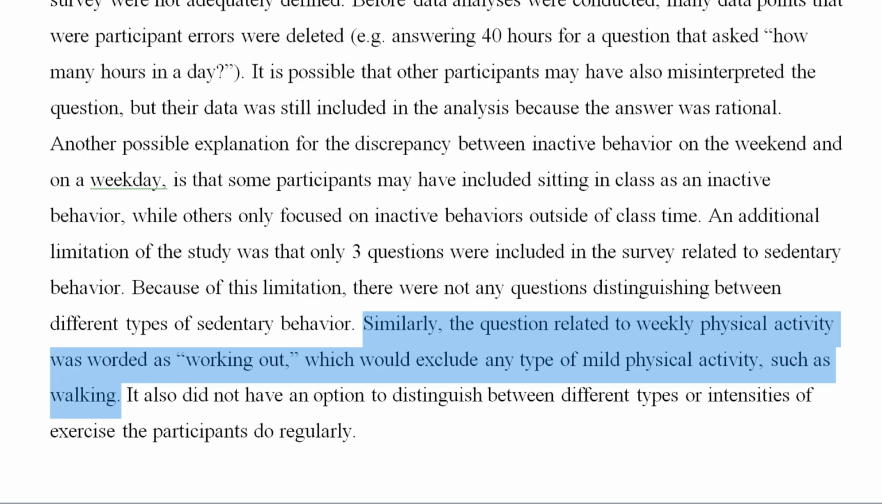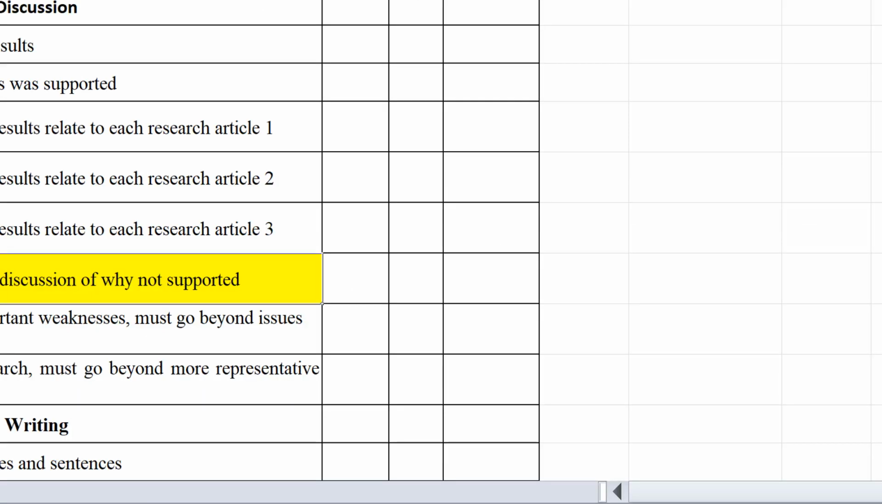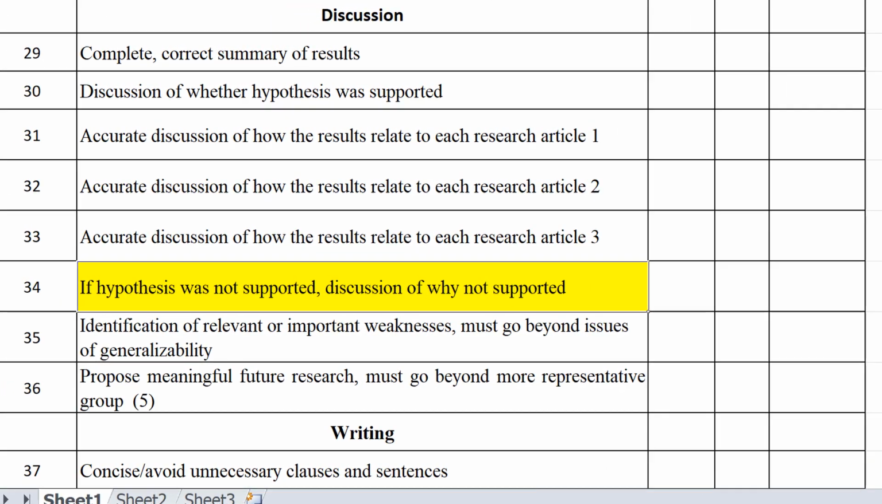So the student determined that the hypothesis still may be correct, but that the questions her group wrote may not have been adequate to test that hypothesis. Now pause this vodcast, and if the hypotheses were not supported in the paper you're reading, read over the paper and identify whether the author adequately addressed reasons why that hypothesis might not have been supported.